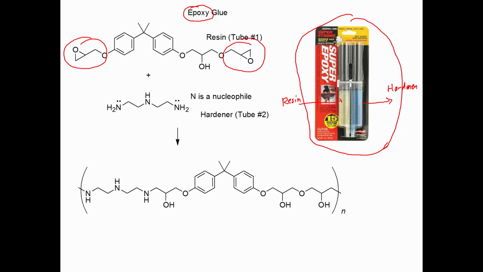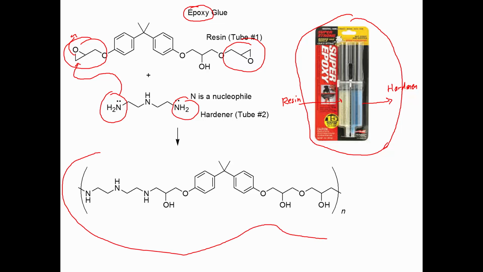And in the other tube is a compound that has two nucleophilic sites, in this case an amine. And when these are mixed together, they basically form a long chain polymer derived from the epoxide ring opening. So what's happening here is the nitrogen lone pair is coming along, opening the epoxide that way, and you're ending up with this structure down here.